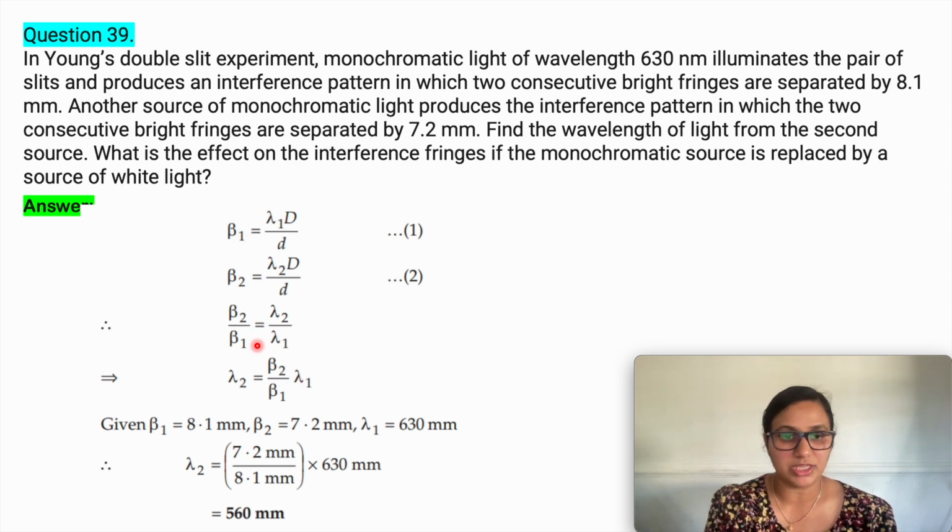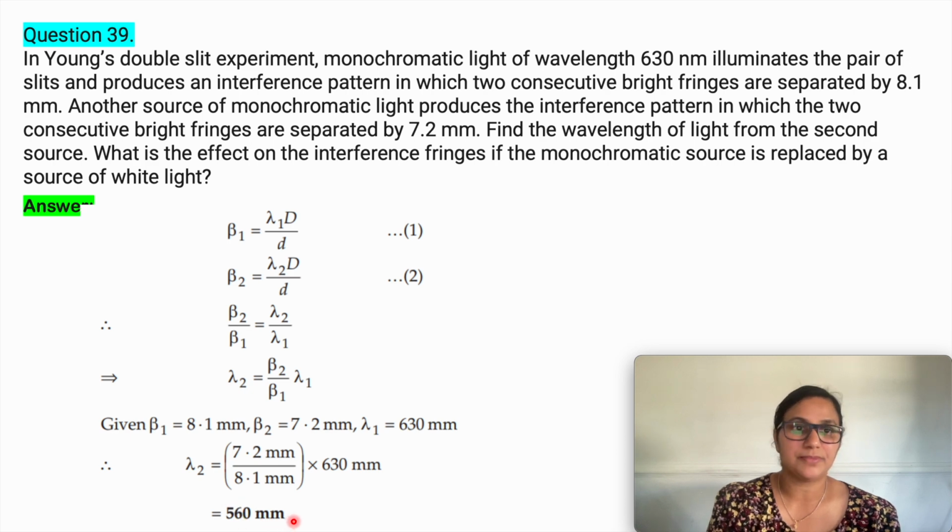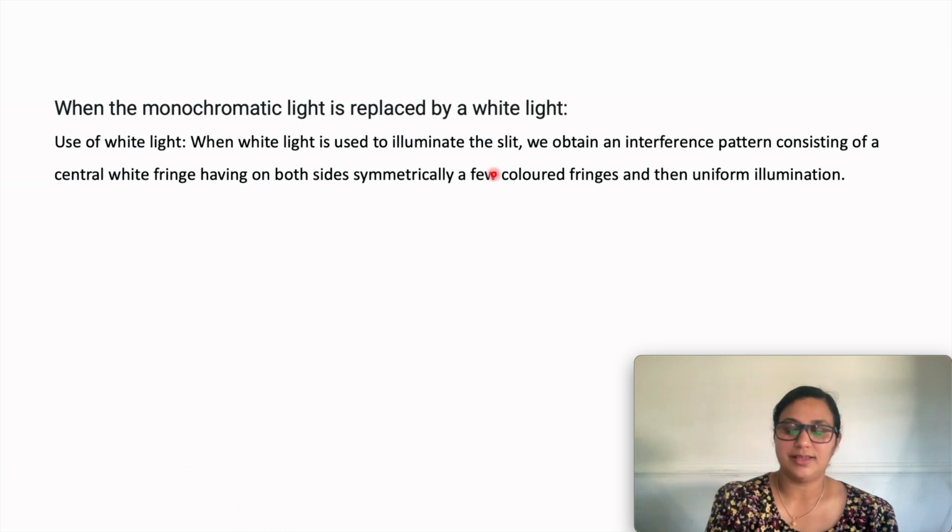Then equate these two equations. You get lambda 2 as 560 nanometer. So you can write this explanation for the second part.